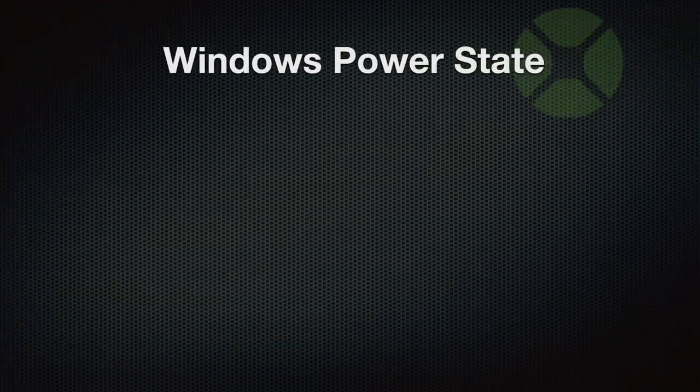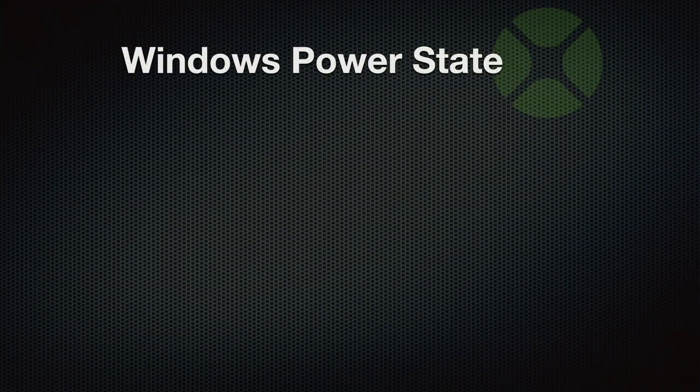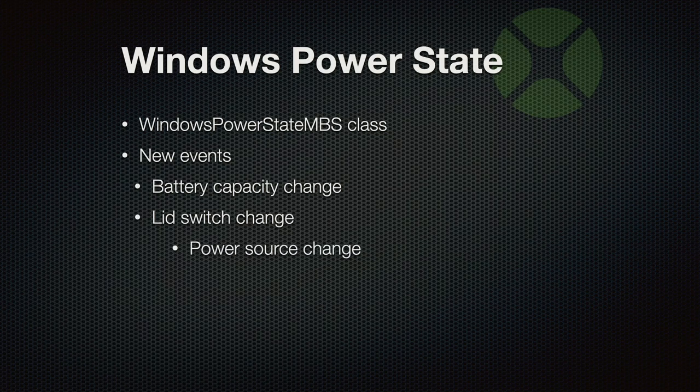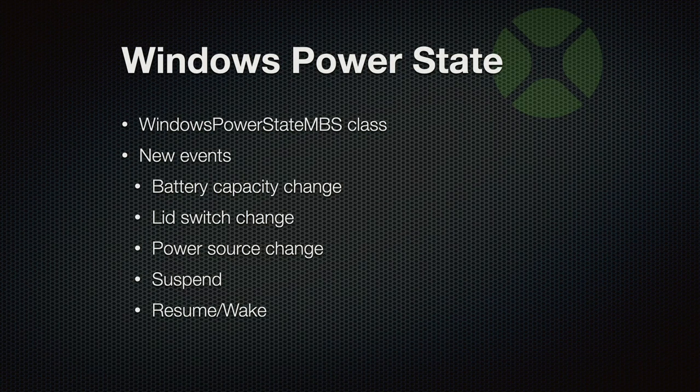Then back to Windows. Some people like to know the state of the power supply on Windows, and especially we got new events there to tell you if the battery changed, so you can monitor how much battery is available, whether the lid changed. So the lid switch is when you close the laptop, so your application can know about that, as well as if the power source changed, like the user connected power. Or the device gets suspended, so it's basically going to sleep, as well as waking up.